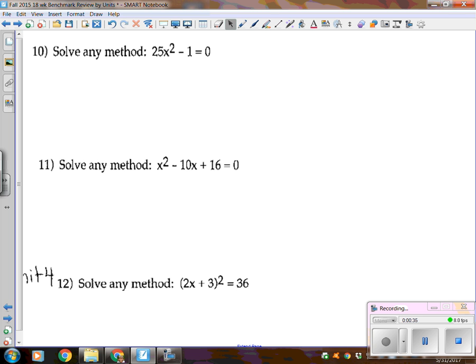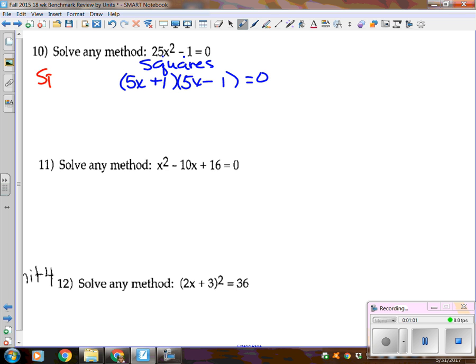I need to go to 10. All right, solving by any method. I happen to notice that these both are squares, and since they're both squares in the front and the second term, this is a difference of squares. I'm actually going to factor into two sets of parentheses, and I want to do 5x and 5x because that's how I'd break down 25x squared, and then 1 and 1. Because it's a difference, I need 1 plus parenthesis and 1 minus parenthesis.